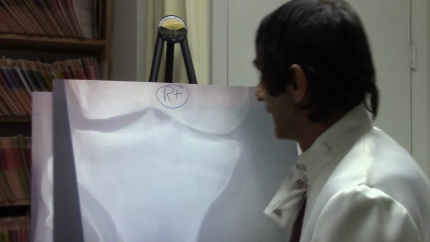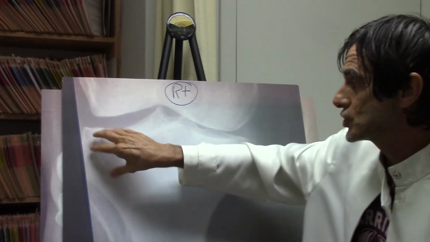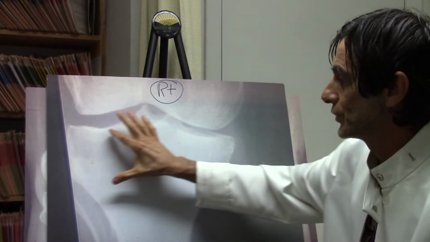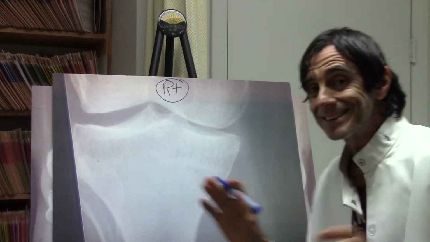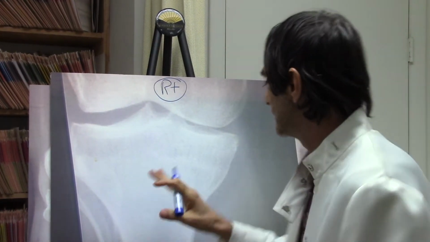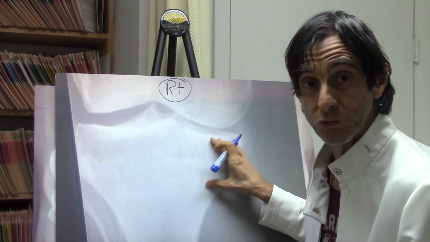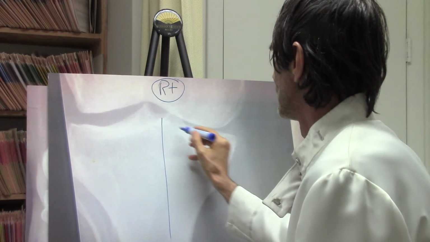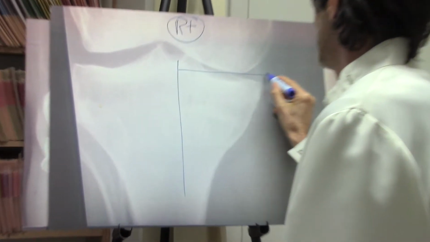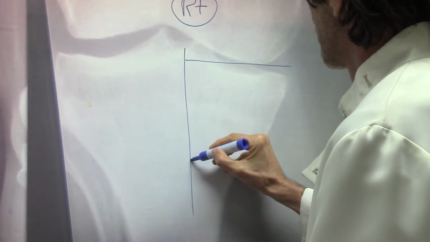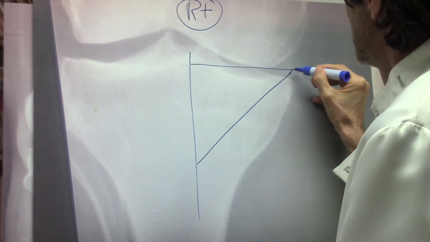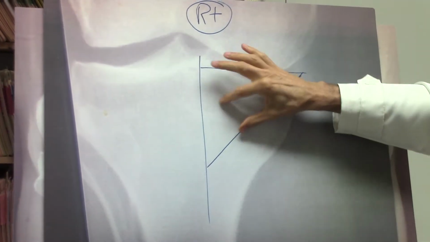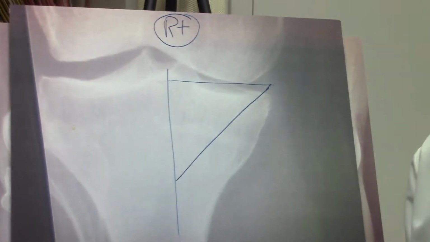Now, after observing many x-rays in my career, I started seeing pyramid structures inside the joint surface, the bone structure itself. It doesn't take much creativity to see a pyramid structure in the bone structure itself. Imagine a line straight down like this, a line like this, and then a line connecting. You basically have here a pyramid structure.